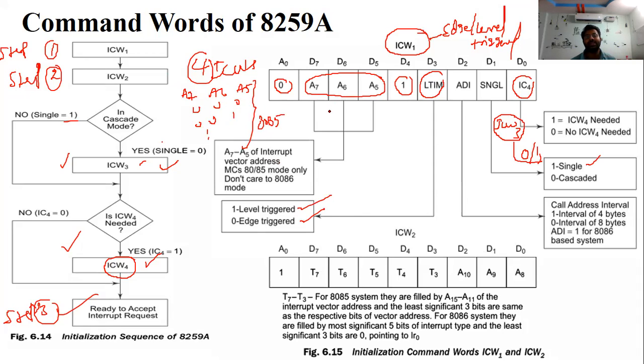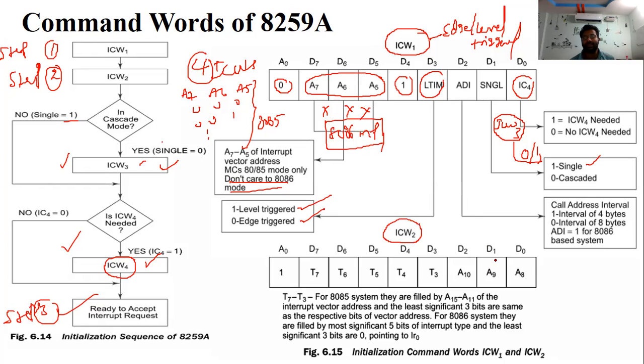8085 microprocessor. In 8086 microprocessor, these are the don't cares. So in 8086 microprocessor, these are the don't cares. Yes, we completed this one. Then coming to the ICW2.